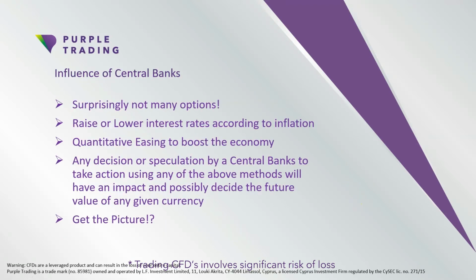So what can the banks do? What influence do they have, depending on the outcome of economic events, reports? And surprisingly, they don't have many options. So they can either raise or lower interest rates according to inflation. If inflation again is sustained high over a period of time, then they could decide to raise interest rates. This is good for the economy. People buy the currency. Or otherwise they could lower interest rates to boost the economy. So this will generate more money in the economy, cash flow to raise spending.